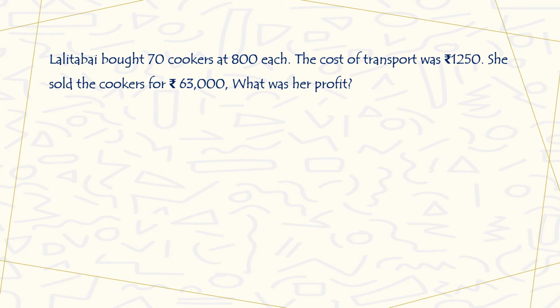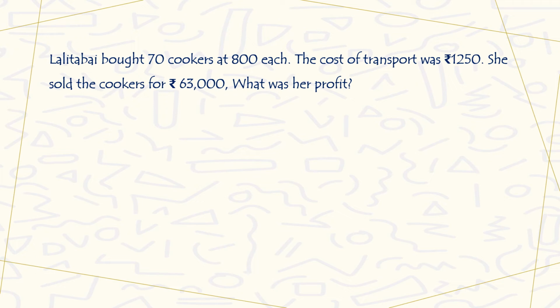Lalita Bai bought 70 cookers at 800 each. The cost of transport was rupees 1,250. She sold the cookers for rupees 63,000. What was her profit? So we know that there is a profit. So if there is a profit, you know the formulas also. Okay. So first understand, Lalita Bai bought 70 cookers at 800 each.